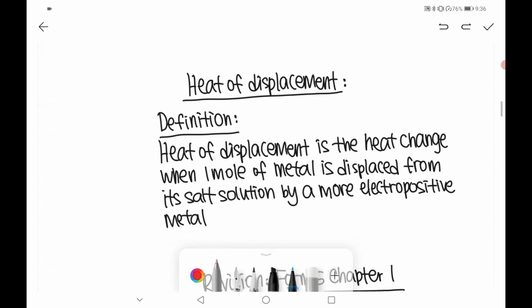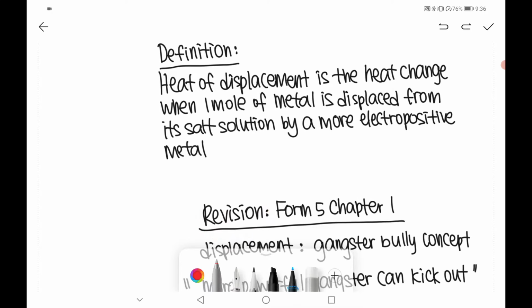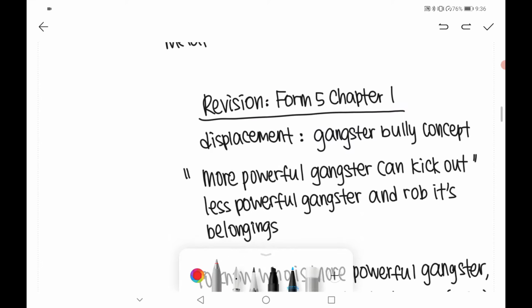Actually, we learned about displacement before. So let's do a quick revision. We learned about the concept of displacement in your Form 5 Chapter 1. Let's take about 5 to 10 minutes to do a very quick revision. What is displacement? I call it the gangster bully concept. If you follow me since Form 5 Chapter 1, you should have heard the words gangster bully concept. What do we mean by gangster bully concept?